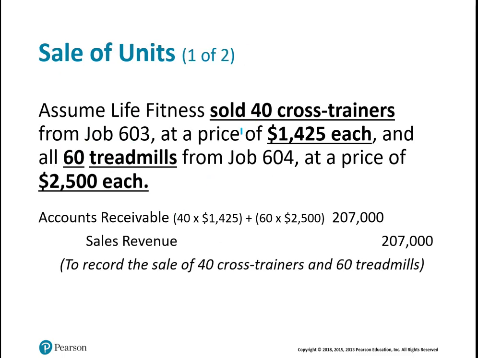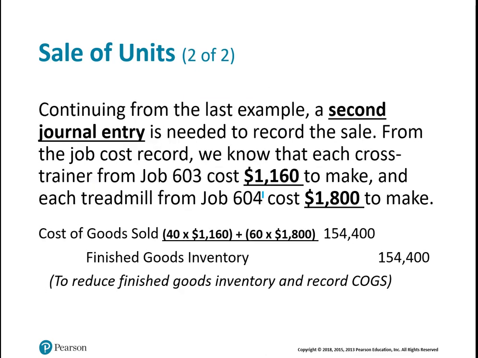When we sell it, it's just like in financial accounting. Remember, when you sell something, you have two journal entries. One is for the sales part of it. So we're going to sell 40 cross trainers, which we go back to job 603, and that costs $14.25 to make. And we're going to sell 60 treadmills, and that costs $2,500. So the total amount of accounts receivable would be $207,000. Sales revenue, $207,000. That's the first part of the sales journal entry.